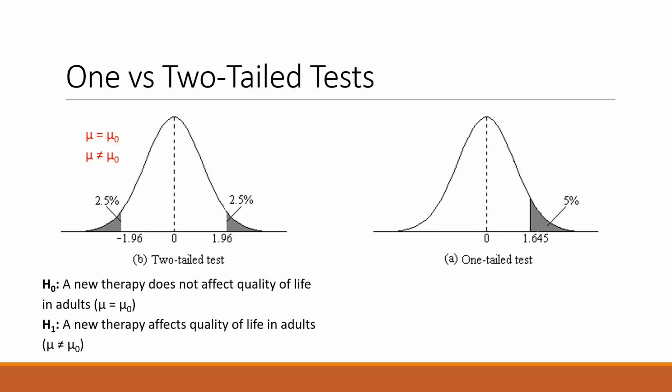And note that the language here is a little vague. We're not hypothesizing that the therapy makes quality of life better or worse, just that it significantly changes it. When we have a one-tailed test, we have a specific hypothesis in mind.